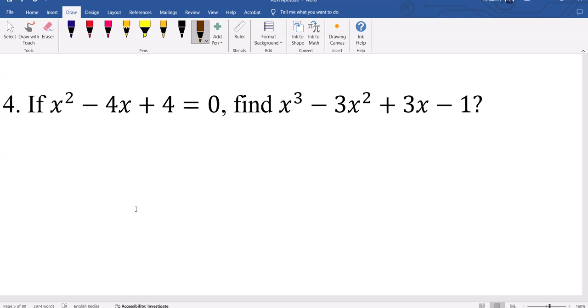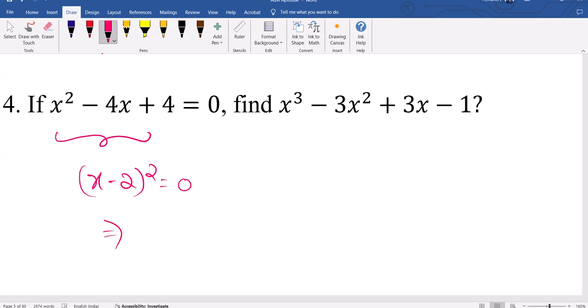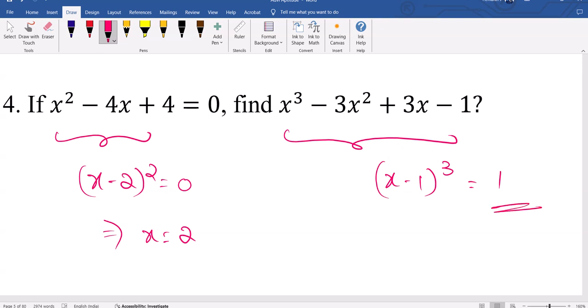What's your answer? Yes, super, one of your friends gave the answer as 1. 1 is the answer. This is nothing but x minus 2 whole square, which gives x value 2. Okay, this is x minus 1 whole cube. When you put x value 2, 2 minus 1 is 1, and 1 cube is nothing but 1. Answer is 1. They will give fill in the blanks as well. You have to be ready for that. You have to solve that equation.